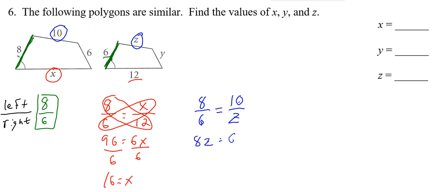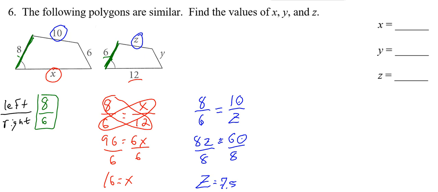equals 60. So regardless of the proportion you set up, at the end, you should make sure that you get 8z equals 60. Then when you solve it, you know you're going to get the same solution. So then I get z is 7.5.